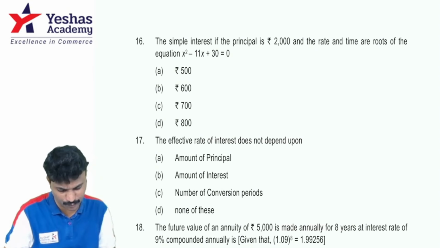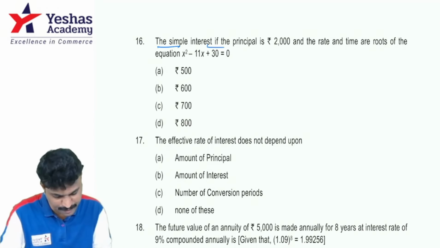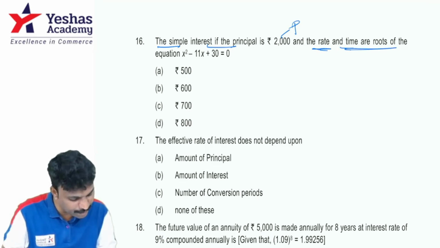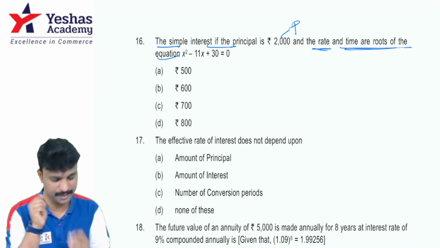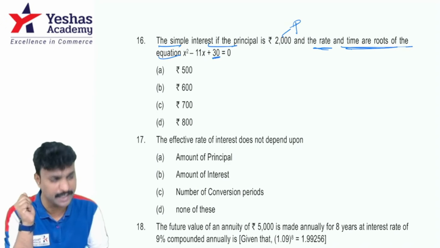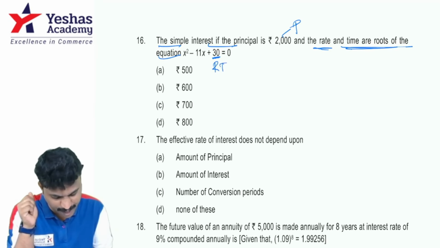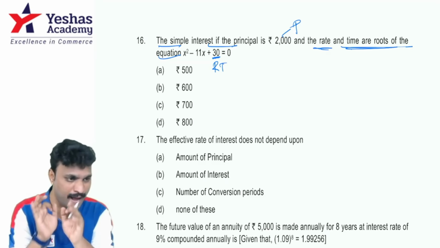Guys, moving on to the next question, question number 16. It's one of the examination questions. Guys, a simple interest on the principal P is given, and the rate and the time are the roots of this equation. Can you just tell me what does this 30 represent? Product of the roots. So product of the roots means, isn't it R into T? Correct? Yes, it is R into T.